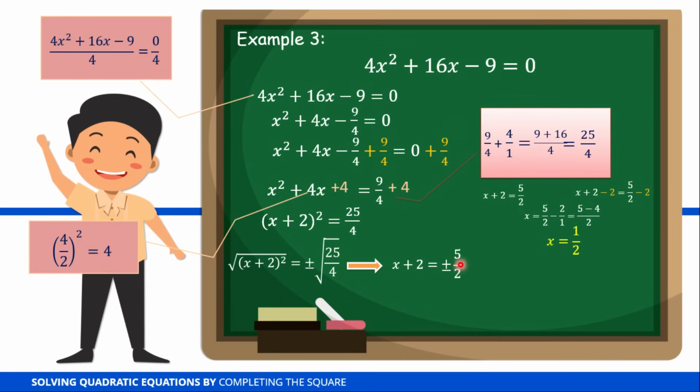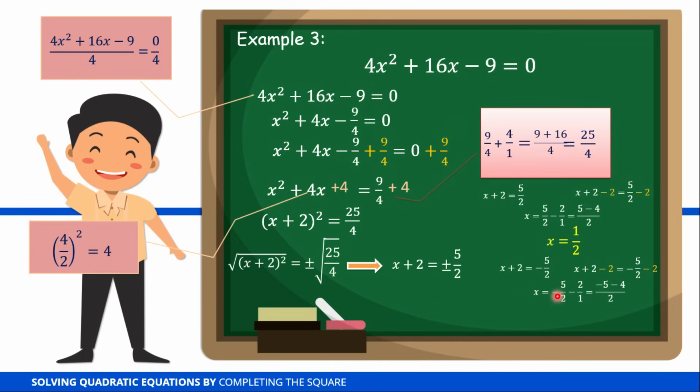Let's proceed to negative 5 over 2. x plus 2 is equal to negative 5 over 2. Again, let's apply the addition property of equality. Add negative 2 to both sides of the equation. What remains here is x. Then, we have negative 5 over 2 minus 2. Let's put a denominator of 1. Here it is. Multiply the denominators: 2 times 1, we have 2.